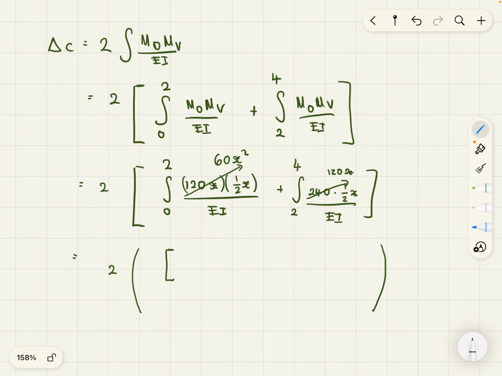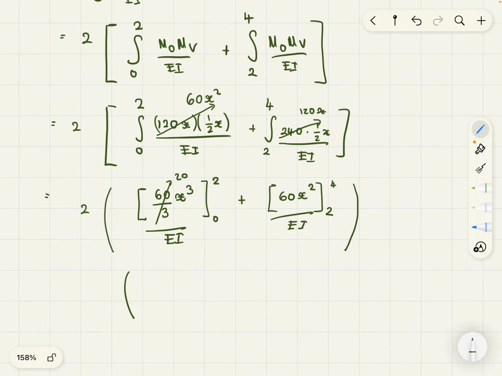This time we're going to integrate. So integrating 60x squared, you raise the power by 1, so 3, and divide the coefficient by the new power. So this is going to be 20x cubed. And then you substitute in each case 0 and 2. And then here, 120x, so increase the power by 1, and divide 120 by the new power, which is 2. We're going to get 60x squared. You integrate between 2 and 4. Let's not forget to divide by EI.